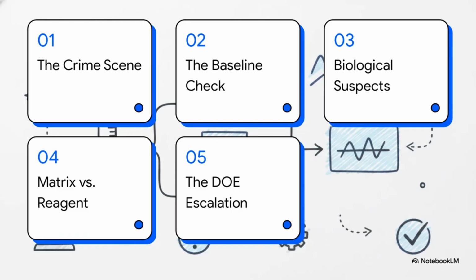So here is our workflow for today. First, the crime scene. Second, the baseline check. Third, the biological suspects. Fourth, matrix versus reagent drift. And finally, number 5, the DOE escalation.